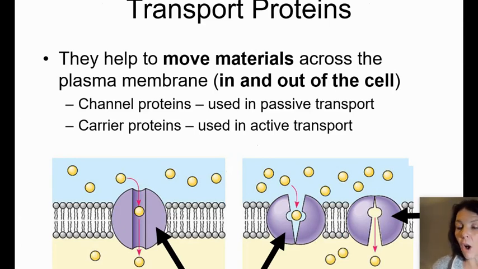Not always is it so easy for things just to squeeze through those phospholipids. In some cases, the cell membrane requires other structures known as transport proteins to support the movement of molecules in and out of the cell. Channel proteins look like a tunnel, and they really allow larger molecules or molecules that are hydrophobic or charged to be able to cross the membrane.